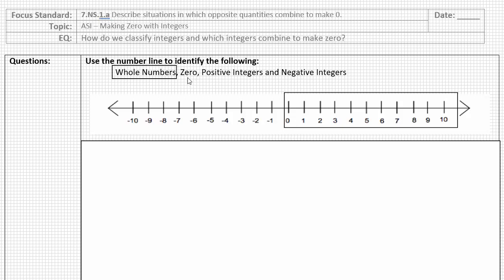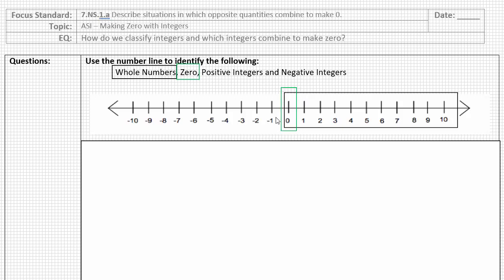And then we're going to talk about 0. You know where 0 is. It's, well, in this number line, it's right in the middle. It divides positive and negative values. And so what's special about 0 is that it is neither positive nor negative. So it is a neutral number. So we're going to give it its own classification.